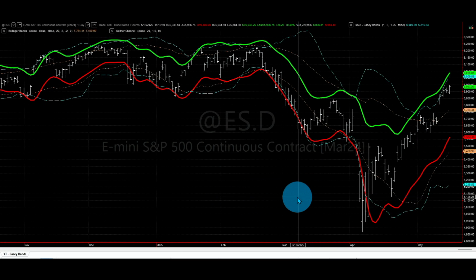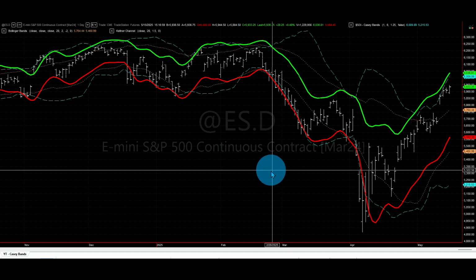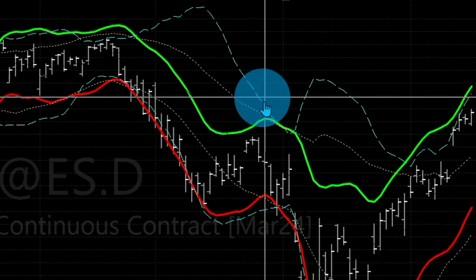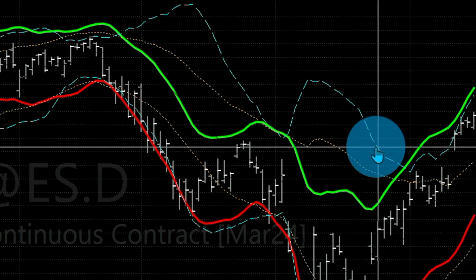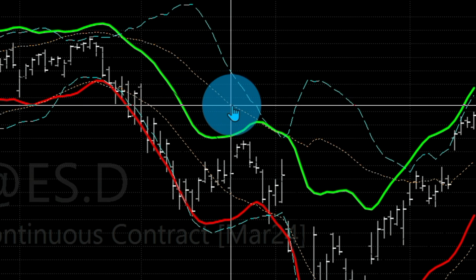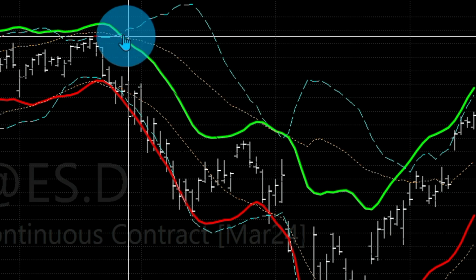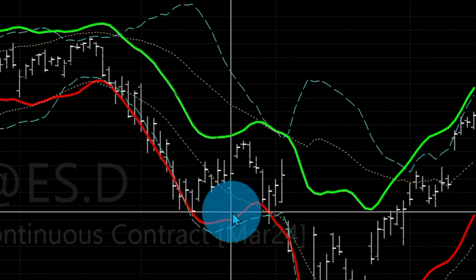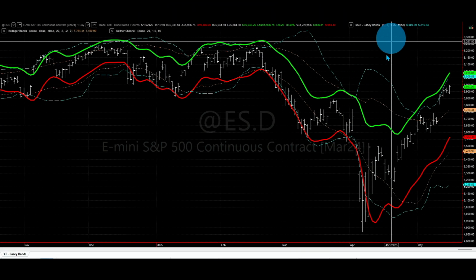So this is how they look on a chart. Here I have the daily bars of the S&P 500. The blue line represents the Bollinger Bands with an average of 20 and 2 standard deviations. The orange line represents the Keltner Channels with an average of 20 and a 1.5 ATR. And the green and red lines are the KC Bands with an average of 6 and a multiple of 125 for the ATR.